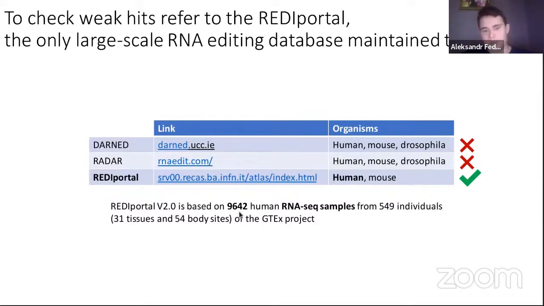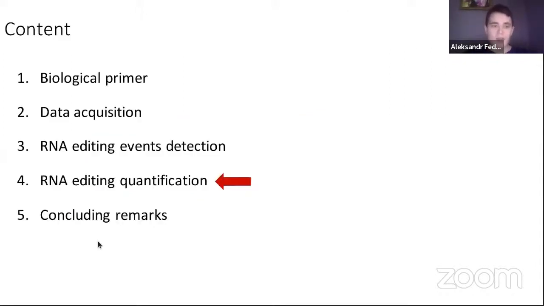It contains around 10,000 RNA-seq samples. Unfortunately, a lot less for mice, but still, it's the only database available today. Maybe you will encounter DARNED or RADAR, but they are not available anymore, unfortunately. Okay, now we have a few tools to discover editing events de novo.